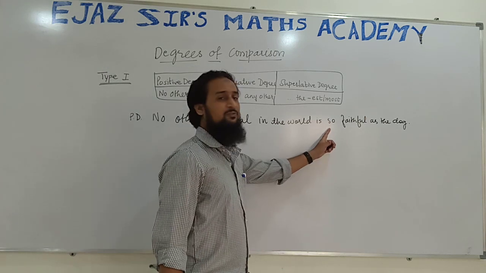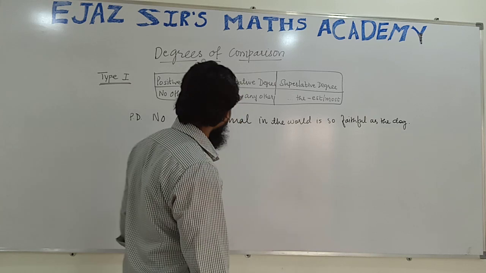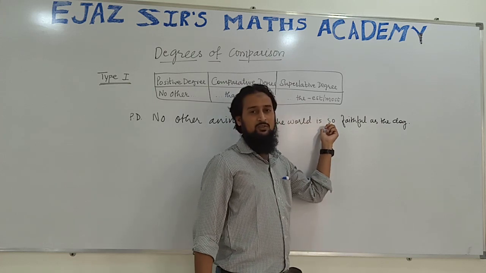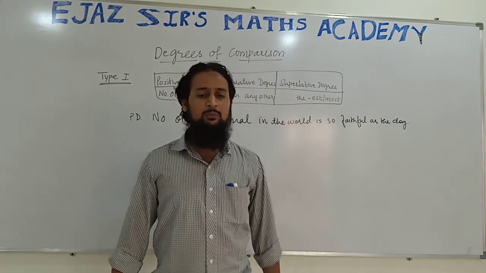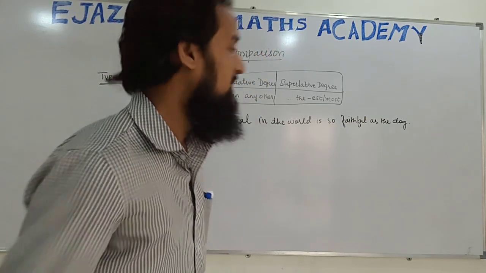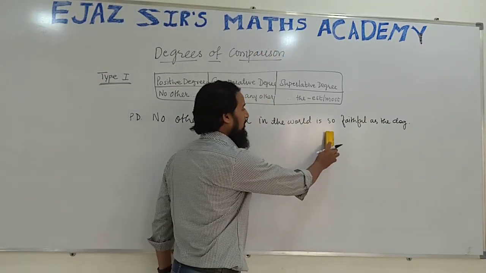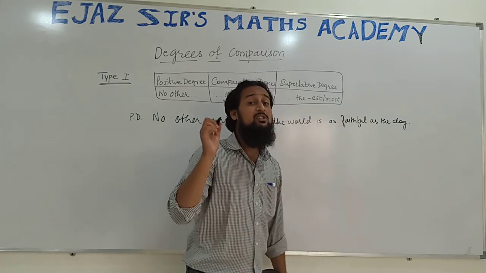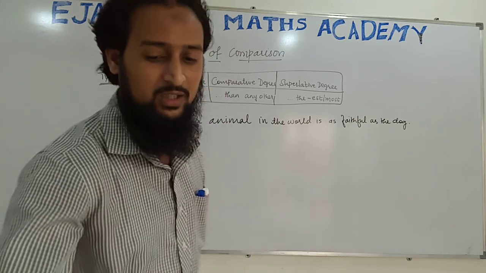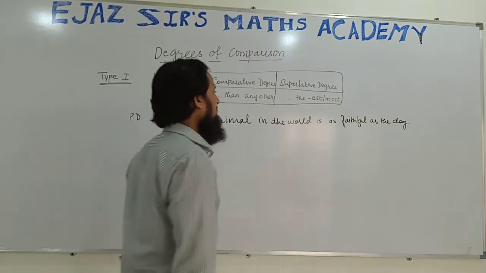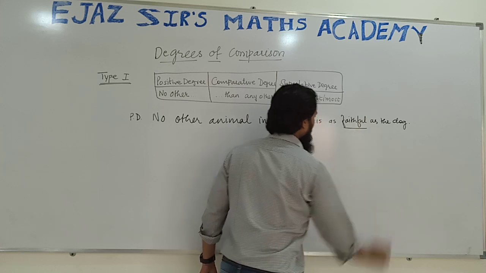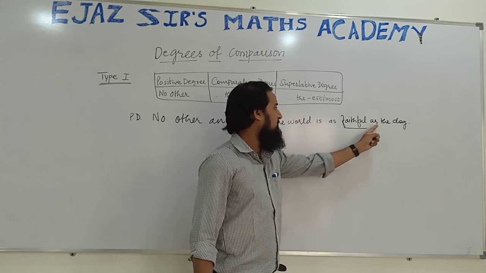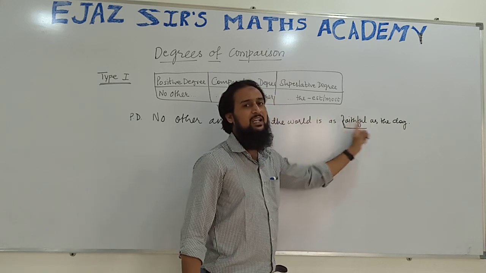Remember here it should be so faithful because there is a rule that if it is a negative sentence then it must be so here, not as. But most of the people, most teachers write as here. That's why I am also writing as. Otherwise, it should be so. Grammatically, meaningfully, it should be so. But we are writing as. So faithful. Which word has to be changed into comparative and superlative degree? Faithful. How do we know? Because it is placed between as and as.